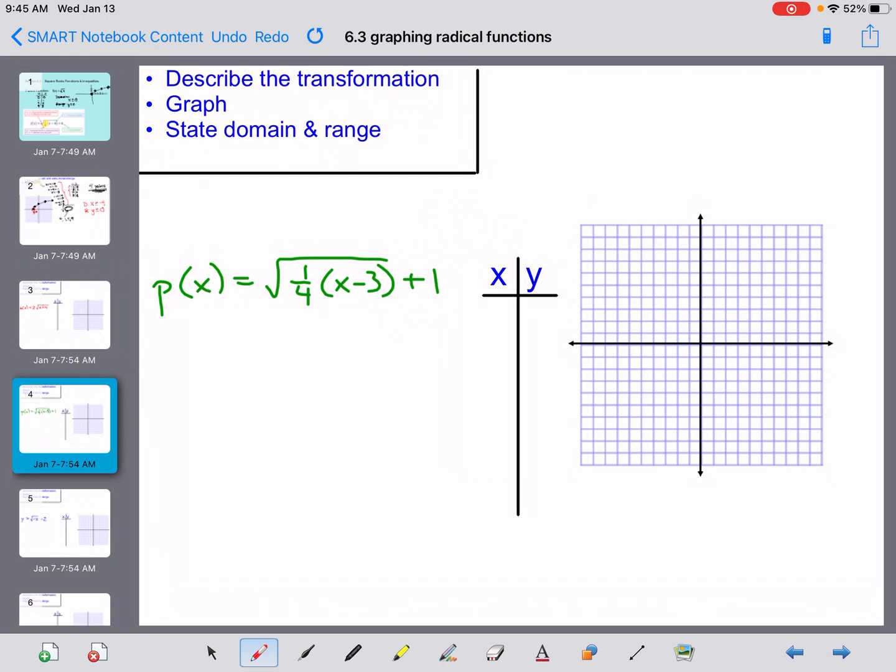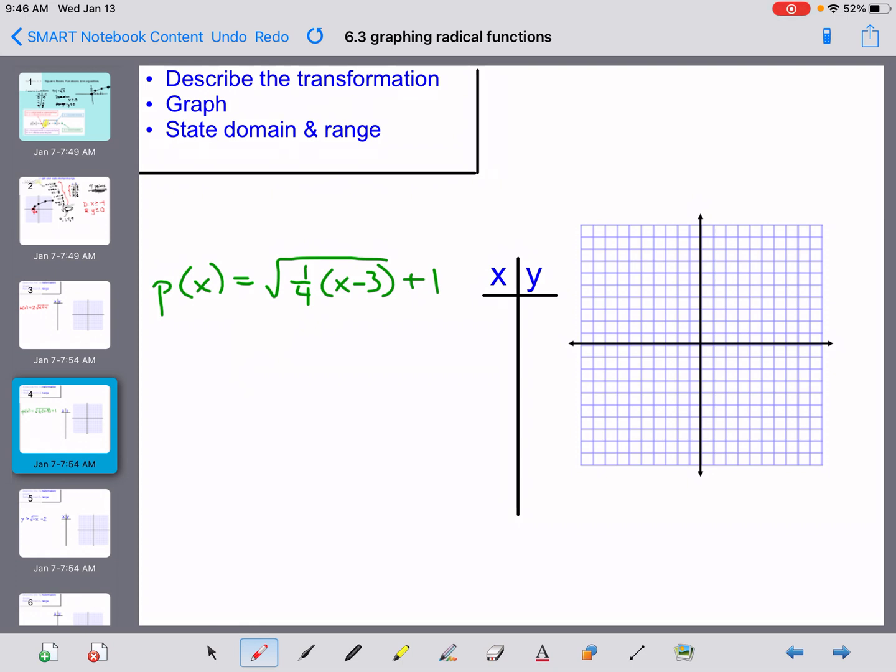All right, so let's start this one by describing the transformation. Go ahead, pause the video, see if you can describe the transformation. So, describe the transformation. We've got a horizontal shift right 3. We've got a horizontal stretch by a factor of 4. And we've got a vertical shift up 1. Make sure you're using that correct terminology.